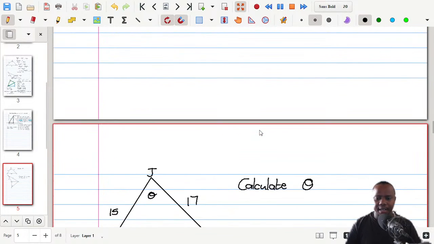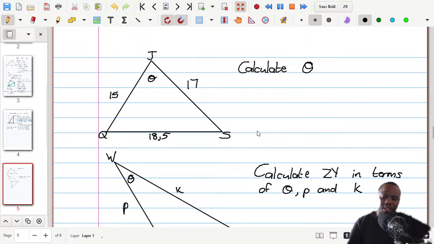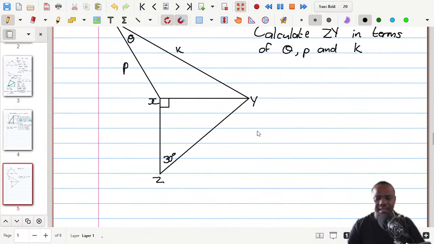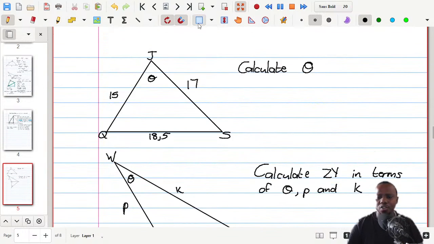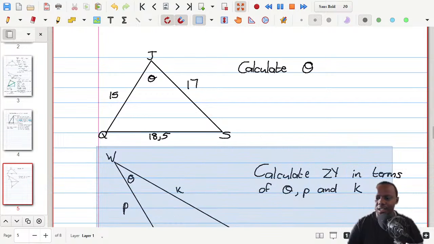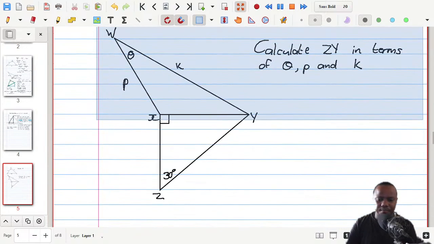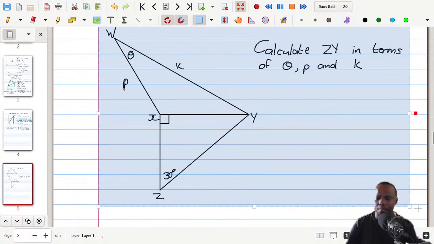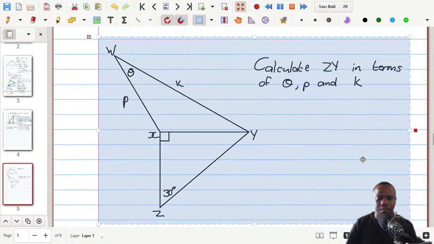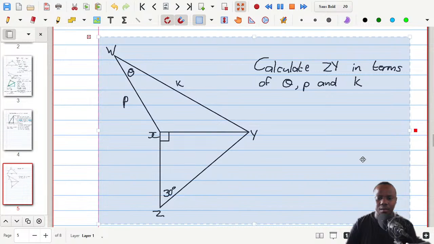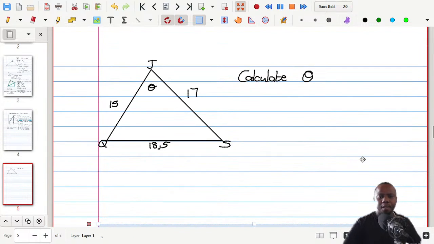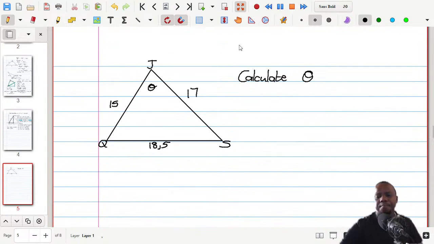Let's actually go ahead and look at some questions. So here's the first question that says we need to calculate theta. Once again, I'm going to move this stuff down. There's a lot of clutter on the page. Okay, there we are, we're calculating theta.